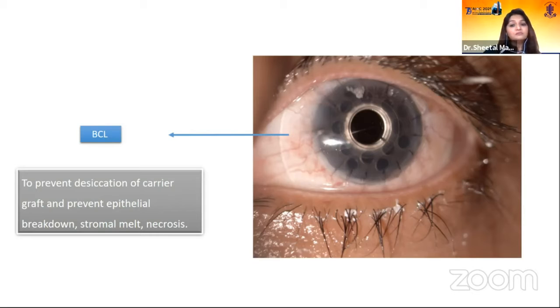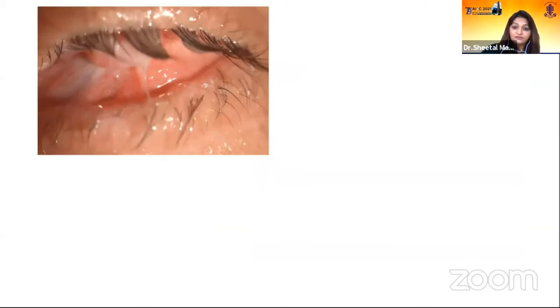This was a typical Boston keratoprosthesis. And as we all know, the BCL is very important in putting over the keratoprosthesis so that we can prevent desiccation-related complications like epithelial breakdown, stromal melt or necrosis. This is a patient where the BCL is sitting very well, and now we have a follow-up of 5 years for this particular patient.